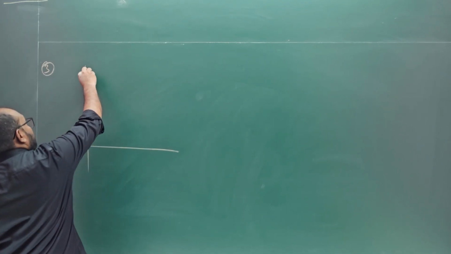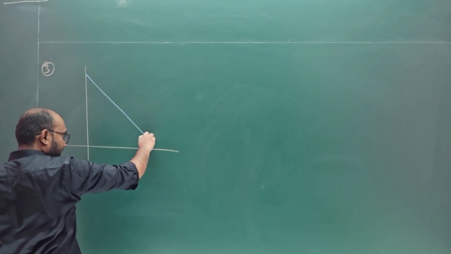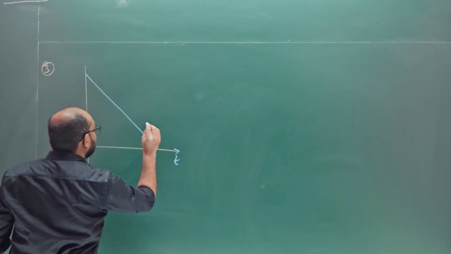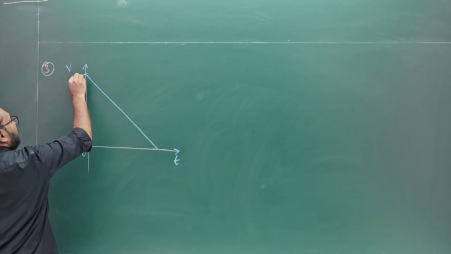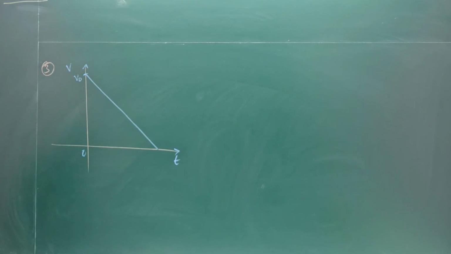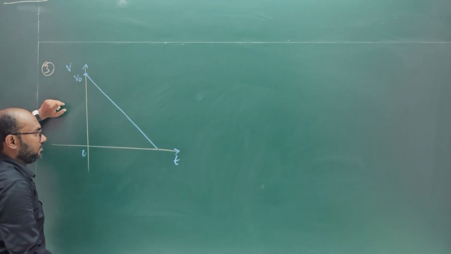Consider this time the graph is represented like this. This is your time, this is your velocity. At t equals 0, it is having some velocity v0. Before commenting anything on this graph, let us check first the slope.